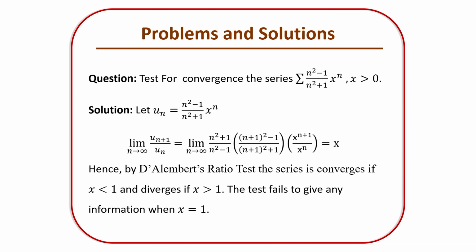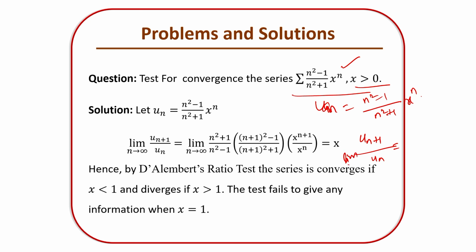So, look at the series. The series is given as summation of (n square minus 1) divided by (n square plus 1) into x^n, and x is a variable which is greater than 0. So for a positive x, we have a series whose terms a_n or u_n is (n square minus 1) divided by (n square plus 1) into x to the power n. Firstly, I have to find the ratio between u_{n+1} and u_n, and take the limit on both sides. So the limit as n tends to infinity comes out to be x.